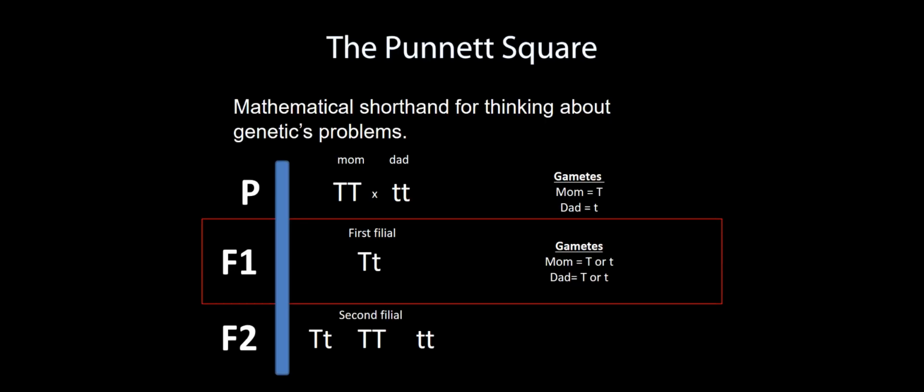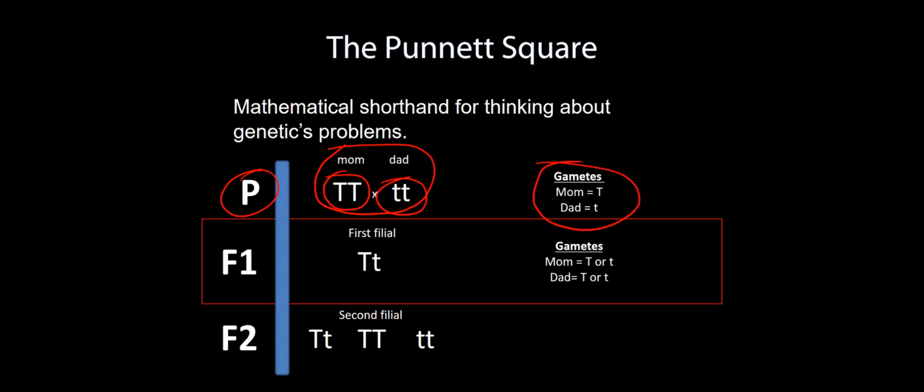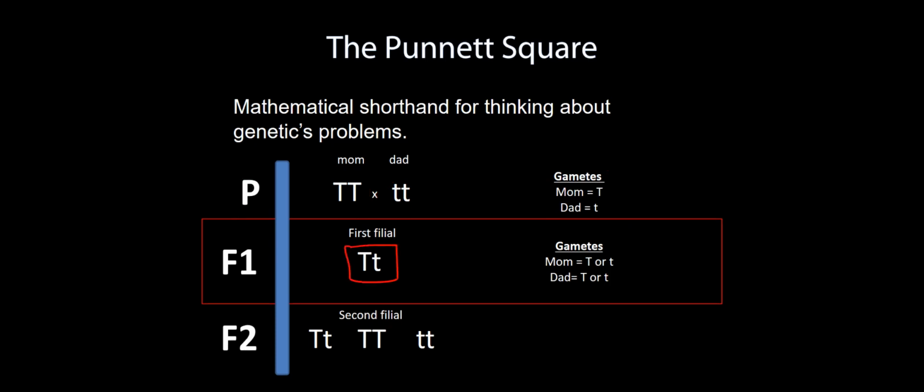The Punnett Square is basically mathematical shorthand for thinking about the possibilities that come out of a cross. By the way, this isn't a Punnett Square, we're leading up to that. Here's the first cross, the parental generation. There's mom's genotype and dad's genotype, and these are the gametes that each of them can make. The resulting offspring from this cross is the first filial generation. This in turn can form these kinds of gametes. So this would be one of the F1s and another of the F1s.